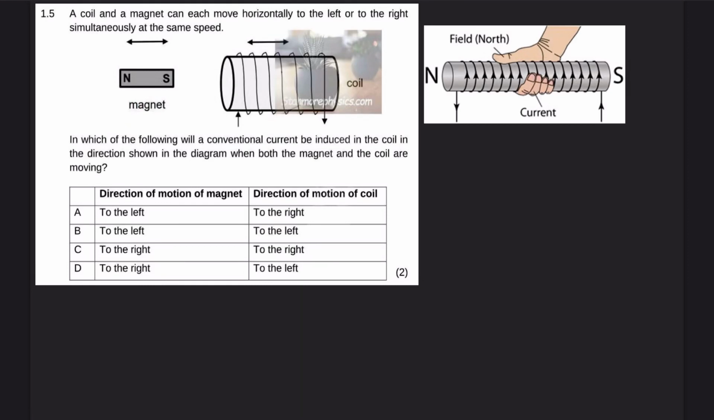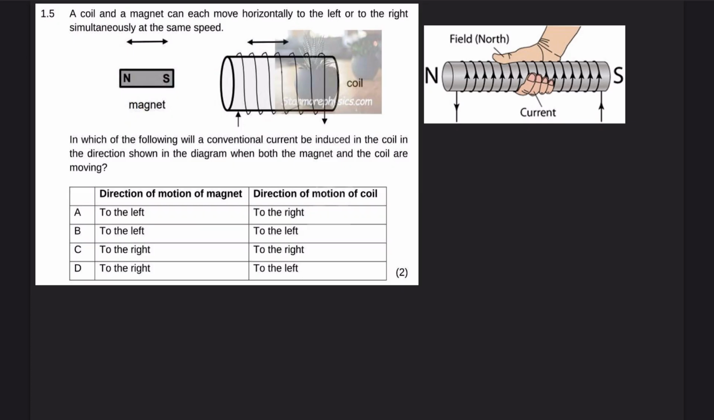Today we're going to be continuing with more questions on electromagnetism. So this question 1.5 reads, a coil and a magnet can each move horizontally to the left or to the right simultaneously at the same speed. In which of the following will a conventional current be induced in the coil in the direction shown in the diagram when both the magnet and the coil are moving?